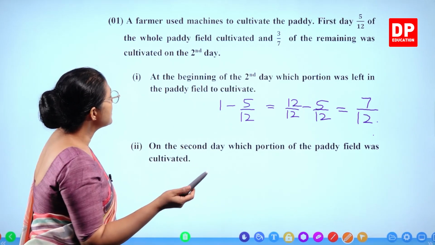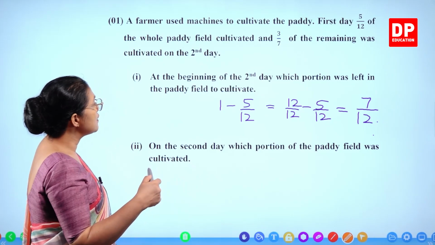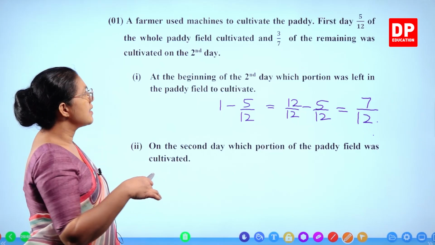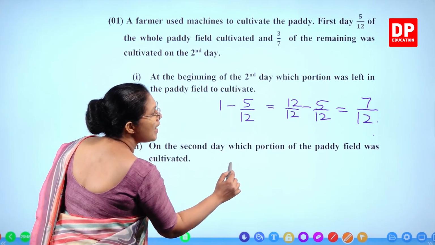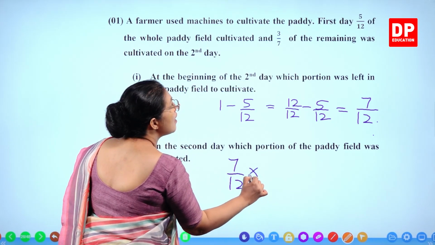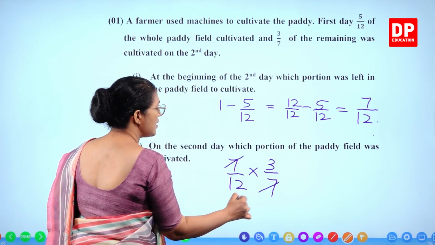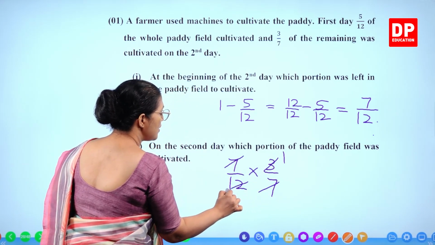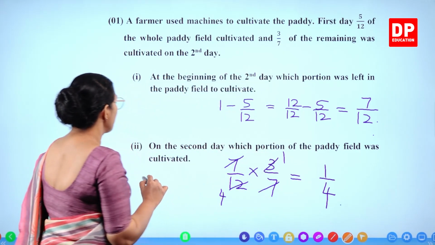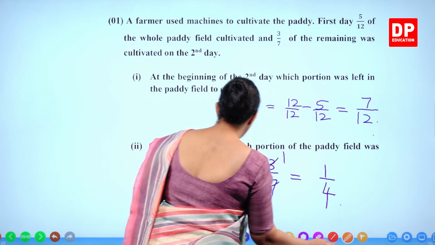That means the beginning of the second day. On the second day, which portion of the paddy field was cultivated? It says 3/7 of the remaining was cultivated. So the remaining amount is 7/12. Out of that, 3/7. So that means 7, 7 get cancelled out. 3 times 1, 3 times 4. 1/4 of the whole thing. That's cultivated on the second day. Then next one.